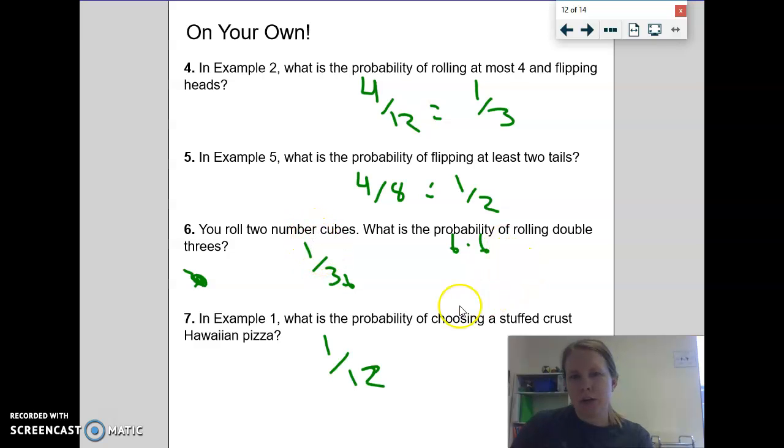Okay, so you could write out all the numbers. Oh, I'm going to have 1 and 1, 2 and 2, 3 and 3, 4 and 4, 1 and 2, and 2. You could make a big chart like we did before, but it's only going to occur 1 out of 32. And if you go back to example 1 and talk about the probability of choosing a stuffed crust Hawaiian pizza, well, based on your possible outcomes, you get 12 possible outcomes. Only one of them is going to be a stuffed crust Hawaiian pizza, so you get 1 out of 12.